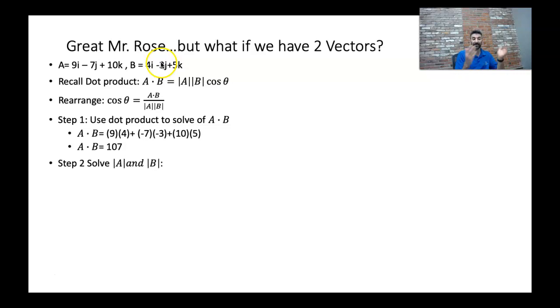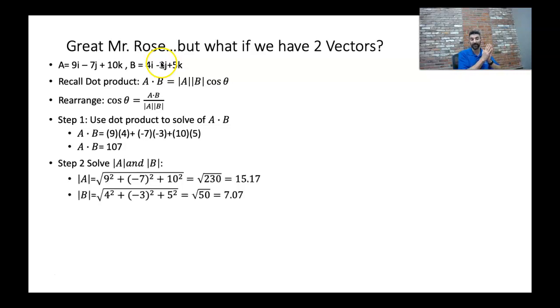The next step is to solve for the magnitude. We already did that on the last slide. The magnitude is just the Pythagorean theorem, so the square root of the sum of the ijk components squared. We get root 230 for A, root 50 for B, and now we put it together. I want to find theta, so cosine theta is equal to A dot B, 107, divided by the magnitude of A times the magnitude of B. Take the inverse cosine, and I get an angle of 3.82 degrees. That is the angle in between these 2 vectors.